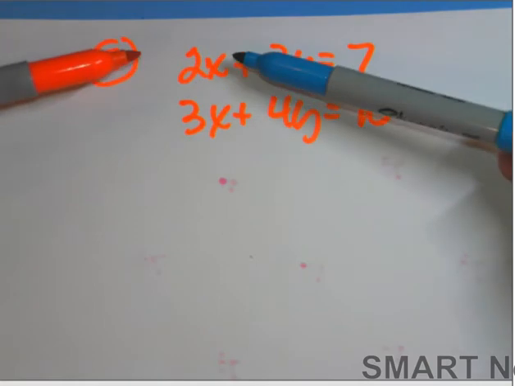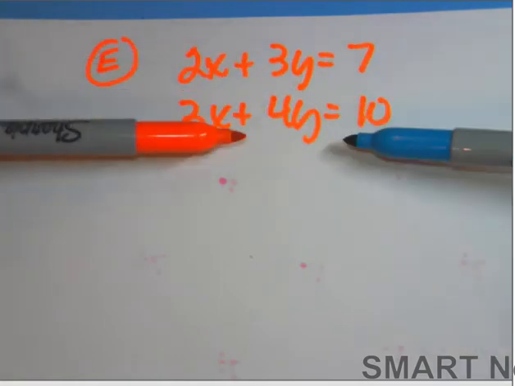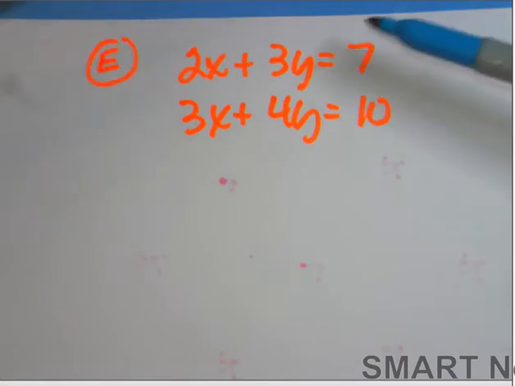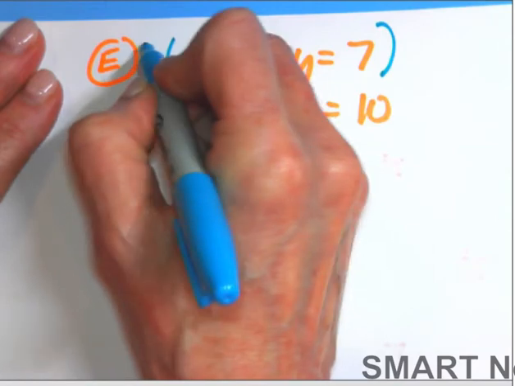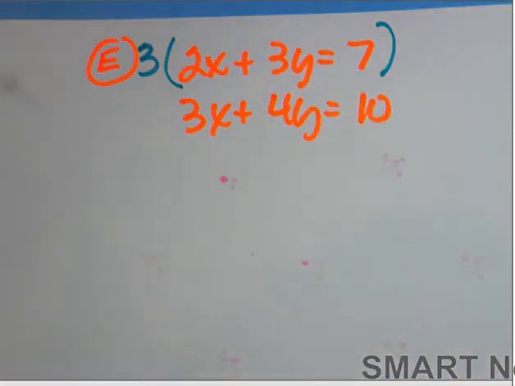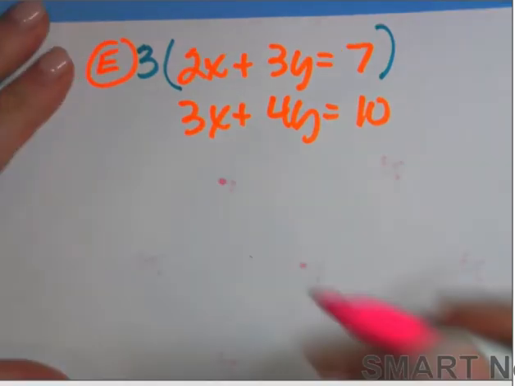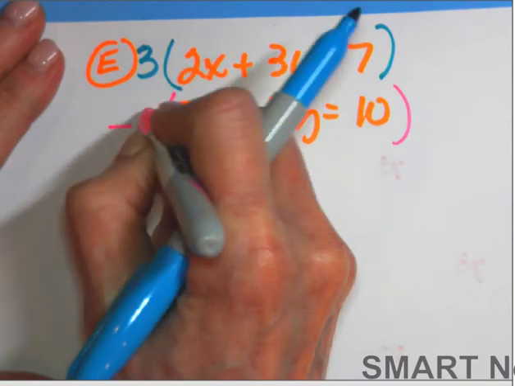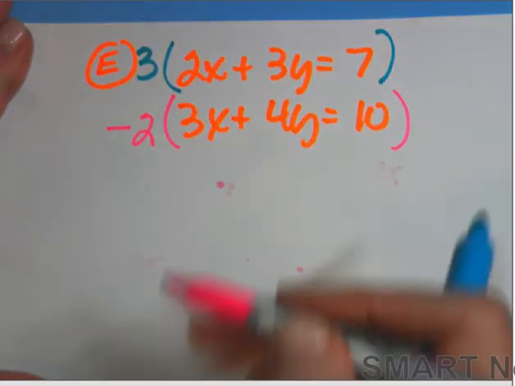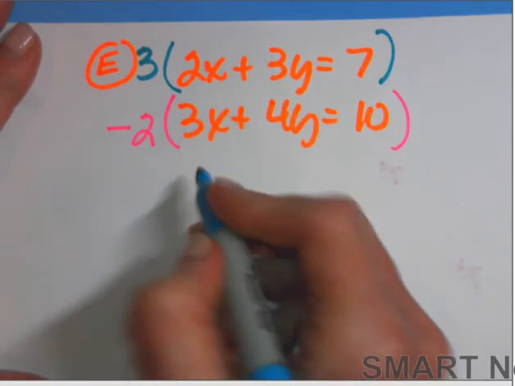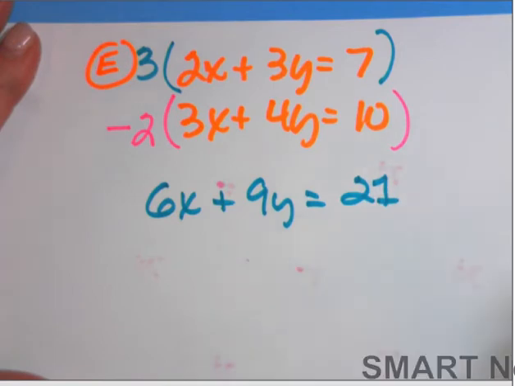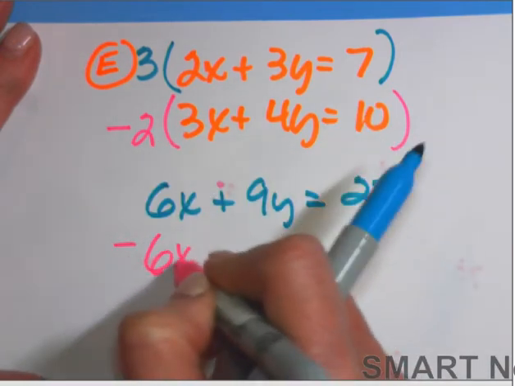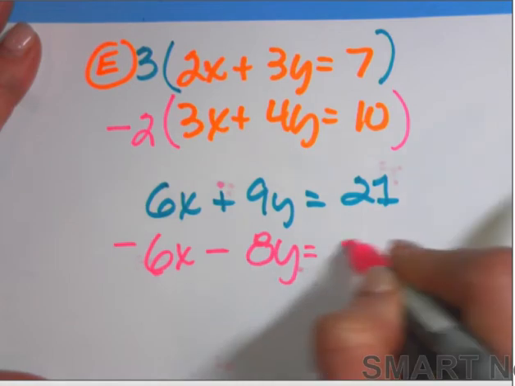So I could choose to eliminate the x's, or I could choose to eliminate the y's. It really does not matter. If I decide that I want to eliminate the x's, I would take the first equation, I would multiply each member by positive 3, and then I would take the second equation, and I would multiply each member of the second equation by -2. And that's going to create the additive inverse coefficients that I'm going for. So here I'm going to have 6x, 9y, and 21. And then my second equation, -6x, -8y, and -20.